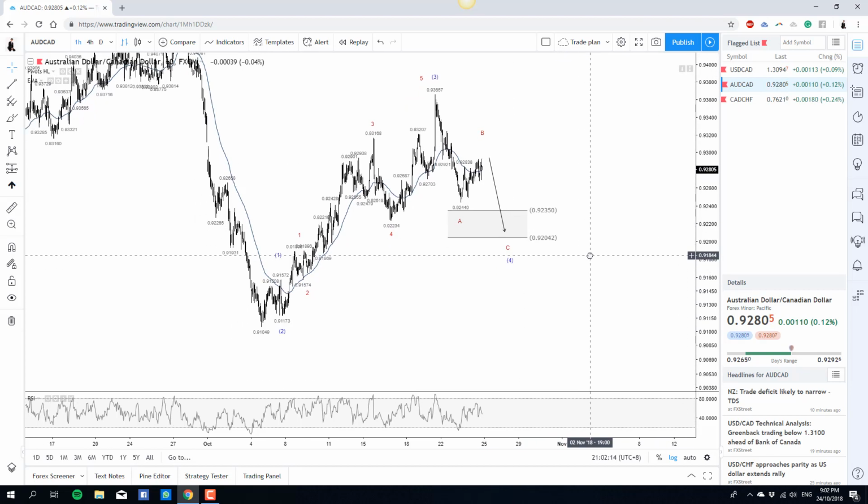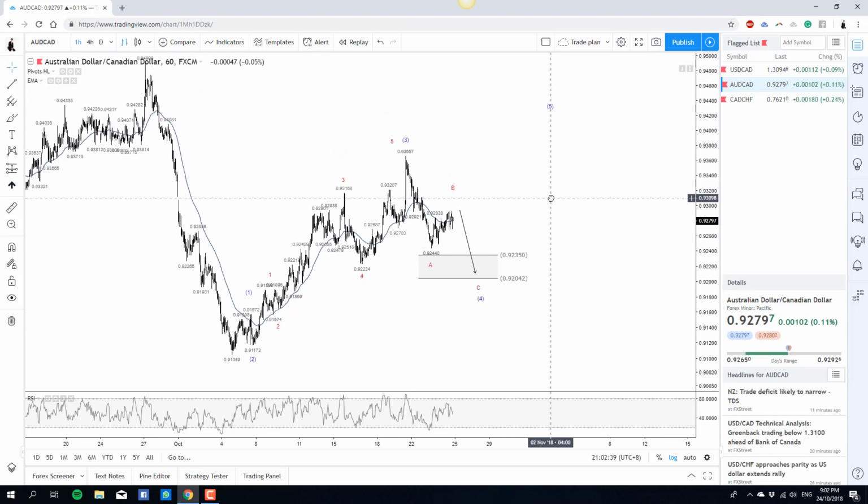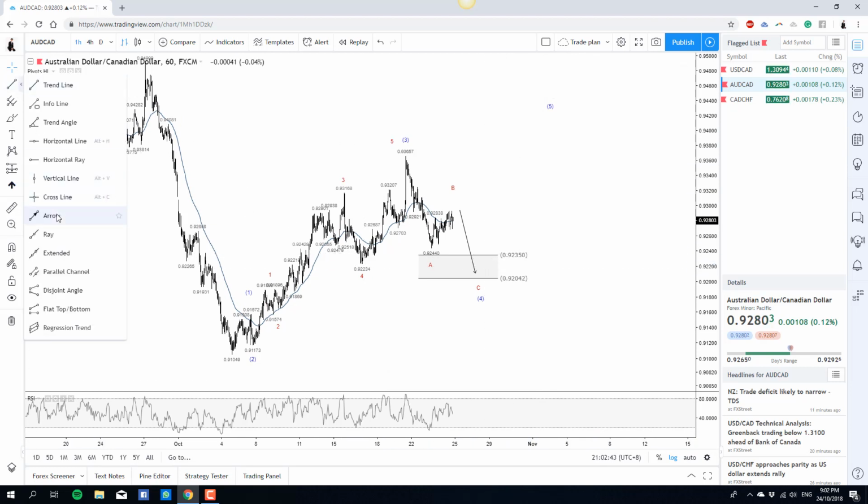And the area that we're projecting it can potentially go towards is 0.9235 and 0.9204. The 0.92 level is of course a very psychological number, which might offer some support, and most of the time the larger degree wave 4 would likely retrace towards the previous wave 4 area as well.